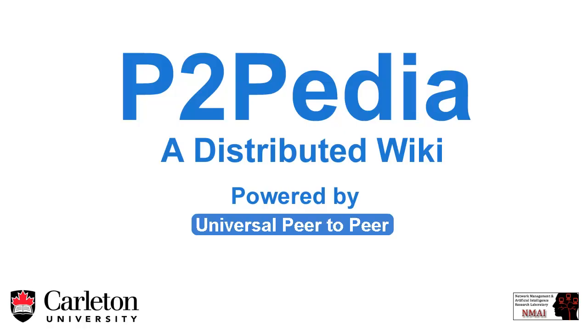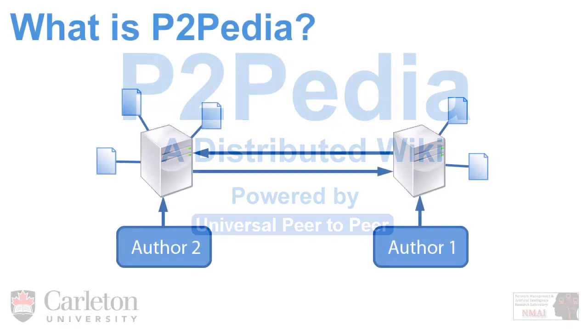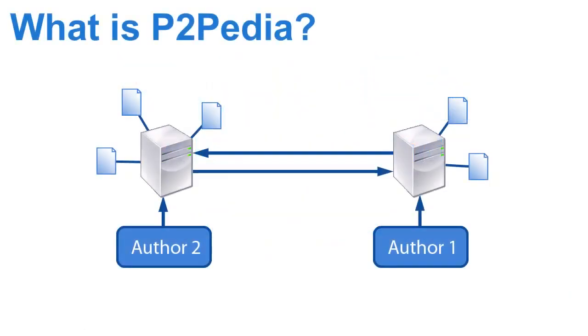This video is intended to serve as a getting started walkthrough for new users, as well as an introduction to the principles behind P2Pedia. Unlike traditional centralized wiki systems, P2Pedia is a distributed system. This means that rather than having all users communicate with a central wiki server, each user hosts a fully functional wiki system with their own collection of articles. With this in mind, let's proceed into the walkthrough.